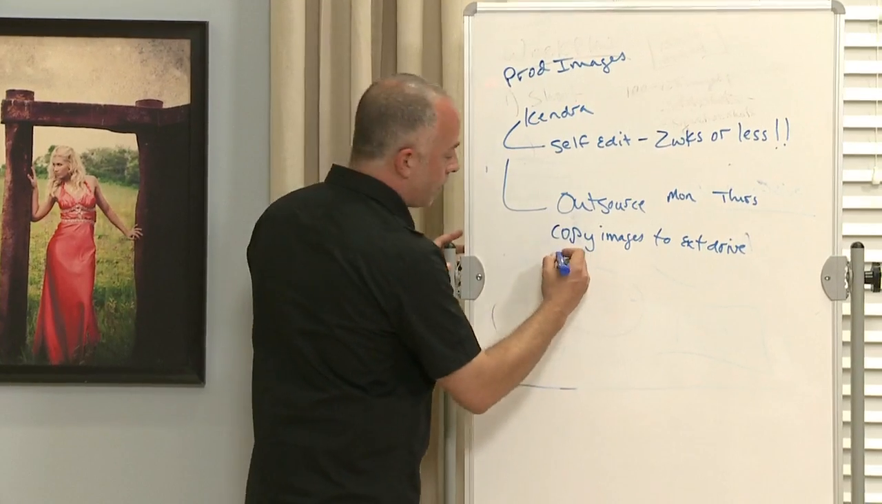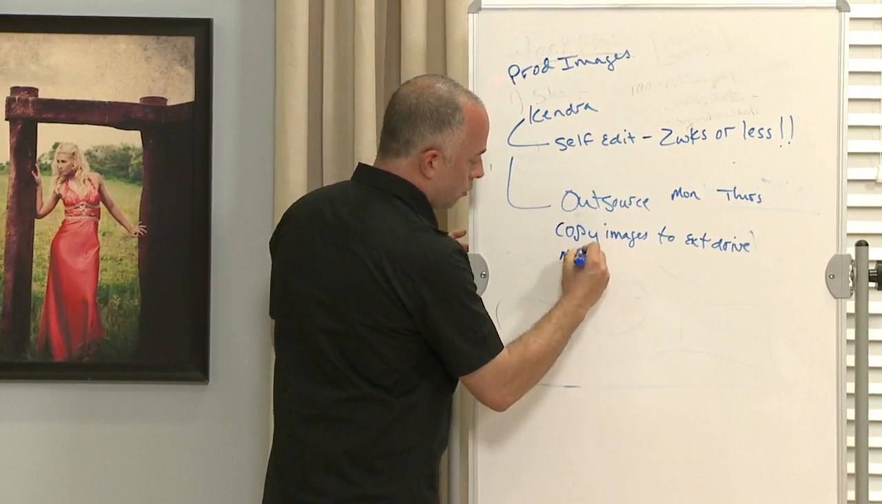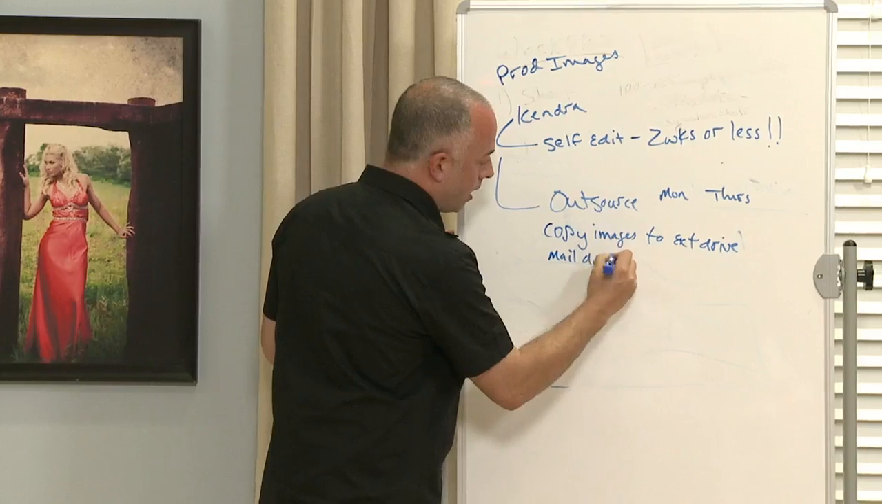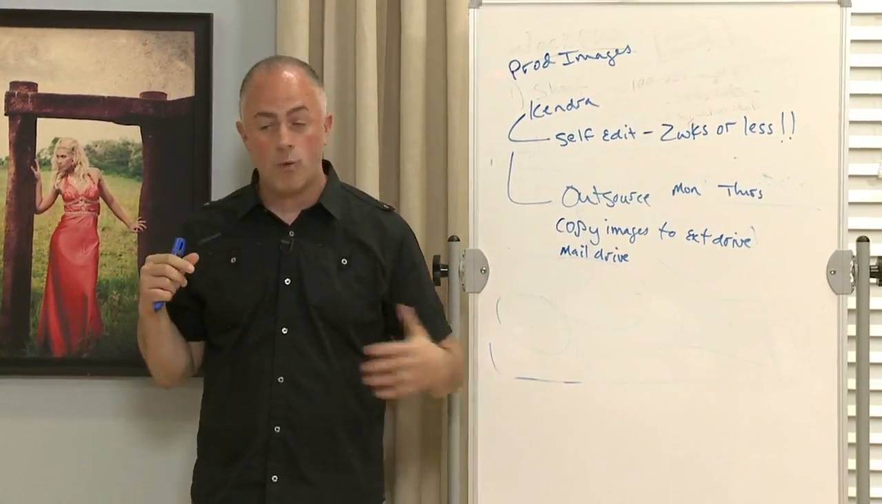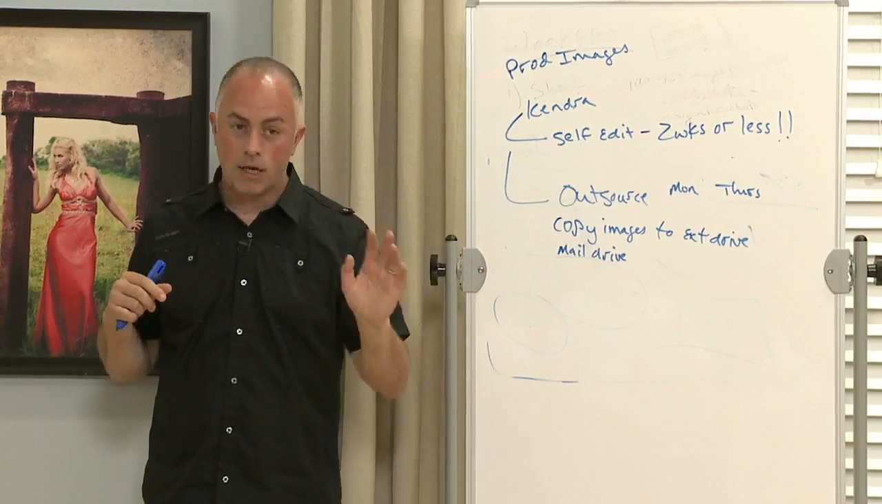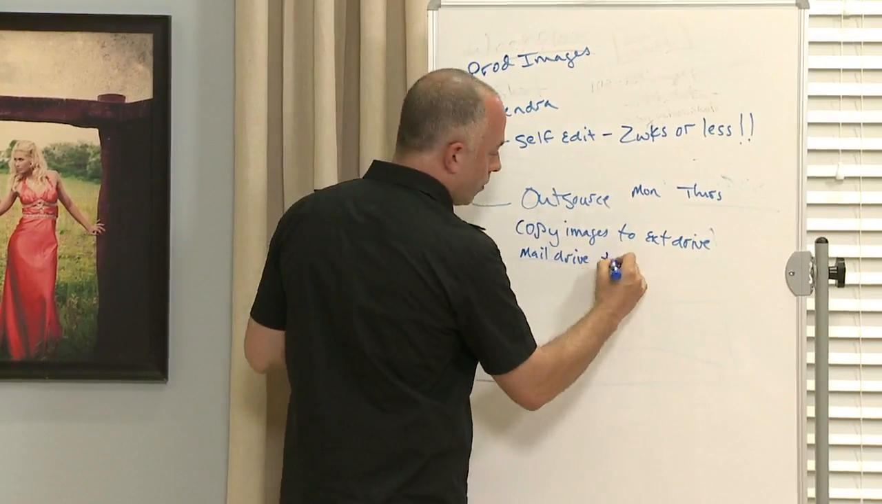And so we drop in the mail. So mail drive. I don't do FTP. It just takes too long to upload those, but you can. We just drop a hard drive in the mail, and it goes out there. So mail drive to Evolve.